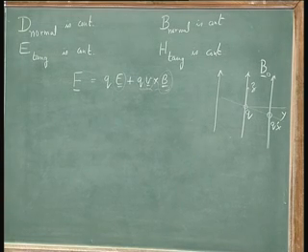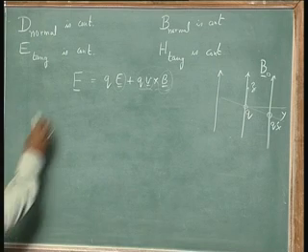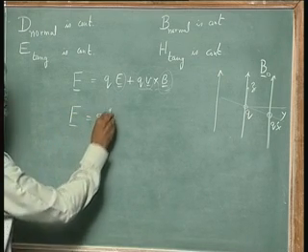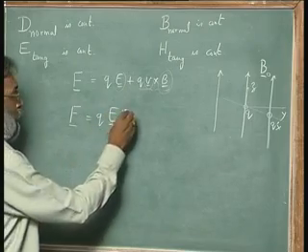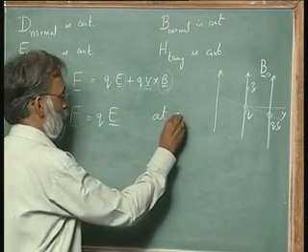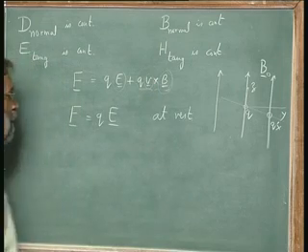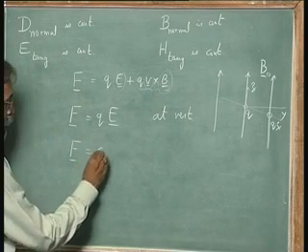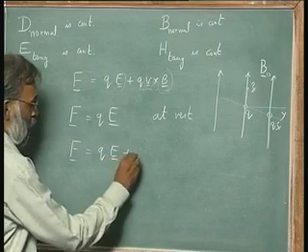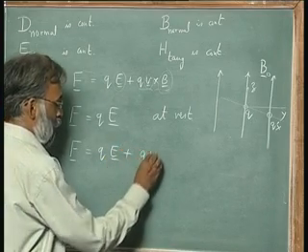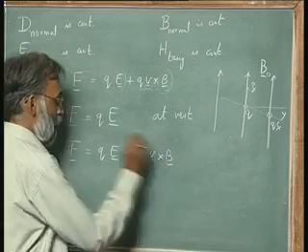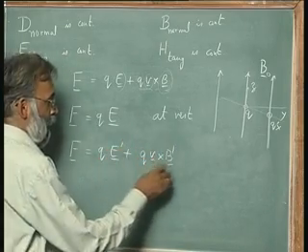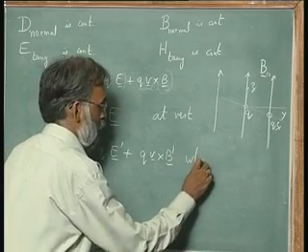So, in that case I will define F is equal to Q E at rest, and I will define F is equal to Q E plus Q V cross B, but it is not the same E and the same B. So, I will give it a dash when moving.